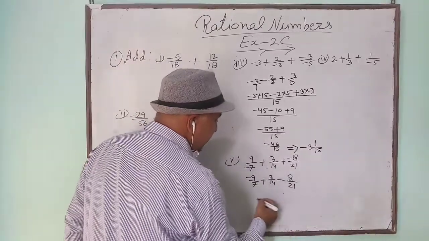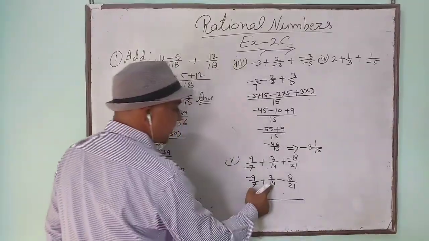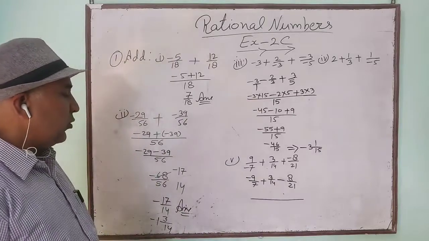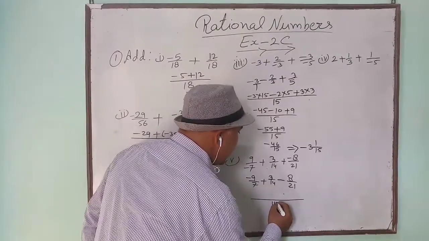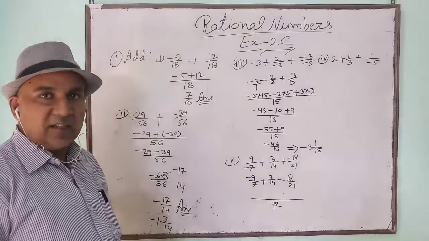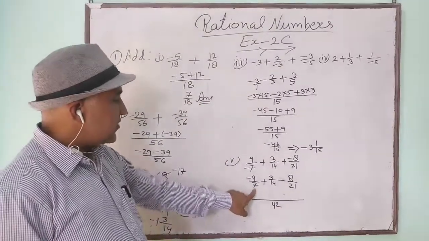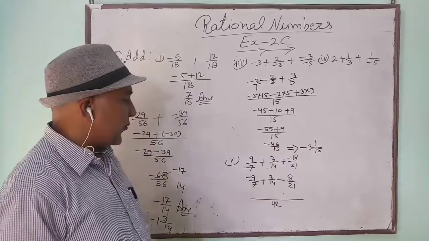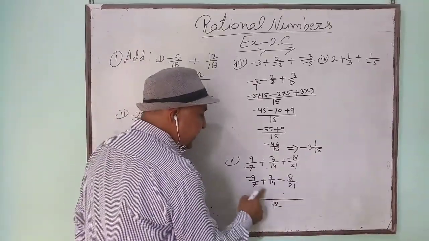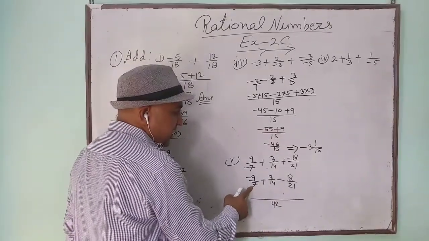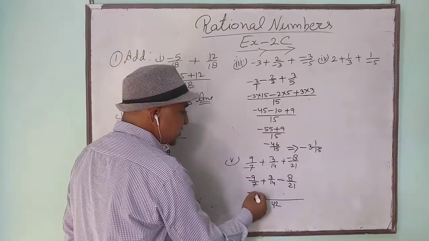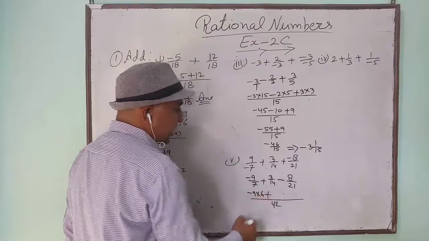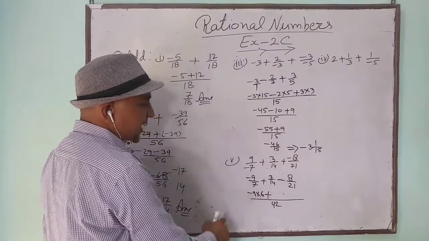Find the LCM of the denominators. 7, 14 and 21. What will be the LCM? The LCM will be 42. In the rough work you can find it. The LCM of 7, 14 and 21 will be 42. Now the LCM will be divided by the denominator. 7 dividing 42 comes 6. That 6 will be multiplied with the numerator. Minus 9 is multiplied by 6.